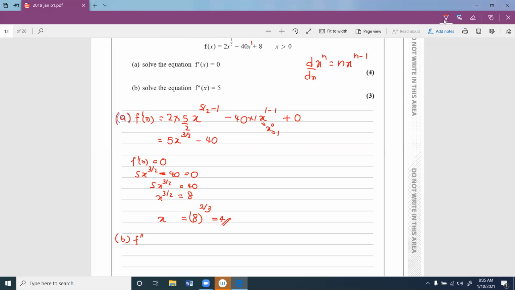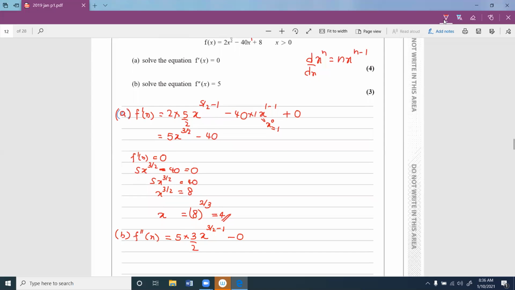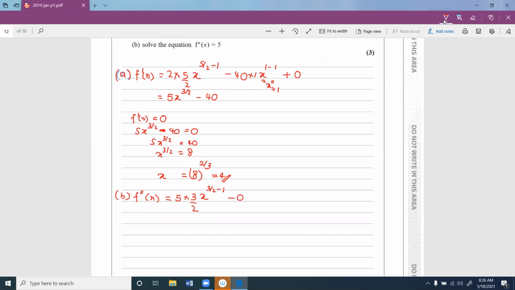F double dash x means the second differentiation of f(x). That means the differentiation of the first answer again. It turns up to 5 into 3 over 2 x to the power 3 over 2 minus 1. Minus 40 differentiation is 0, so no need of writing it actually. But anyway, if you do this, you get the answer like this.